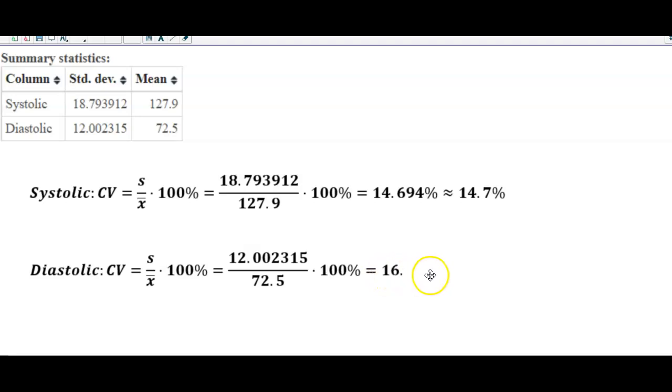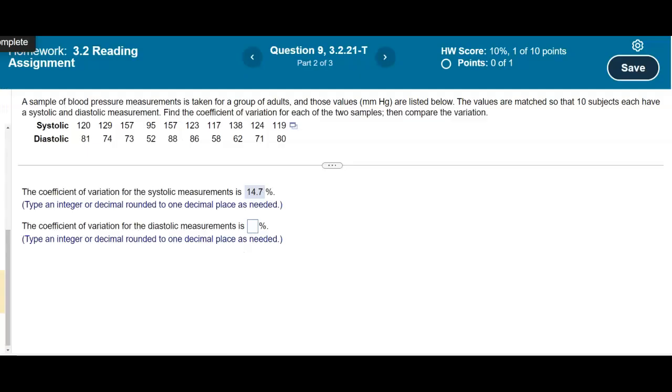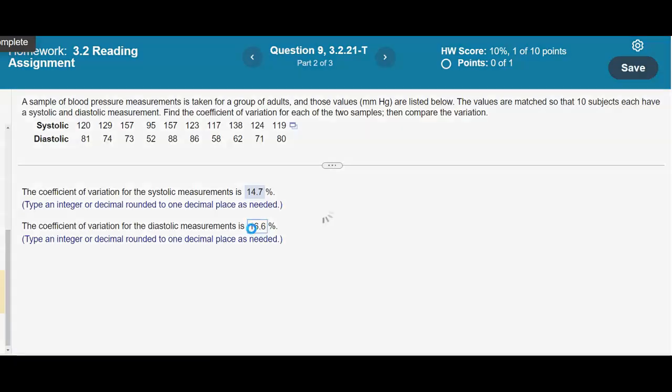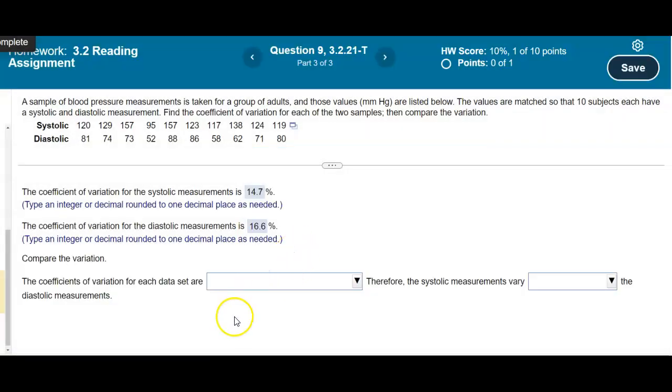Again, we're going to write this out to 3 decimal places because we're rounding to 1 decimal place, so we have 16.554%. When we round that to 1 decimal place, we get 16.6%. Let's put that into our result and see if that works. So we have 16.6%, and there is our answer.